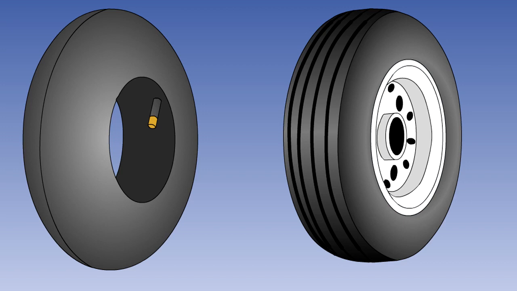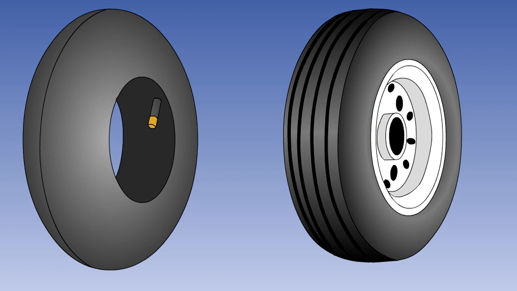Aircraft wheels are fitted with pneumatic tyres, which may be tubeless or have an inner tube. Tyres fitted with inner tubes tend to be used on some light aircraft and on older aircraft. Most modern aircraft have tubeless tyres fitted.